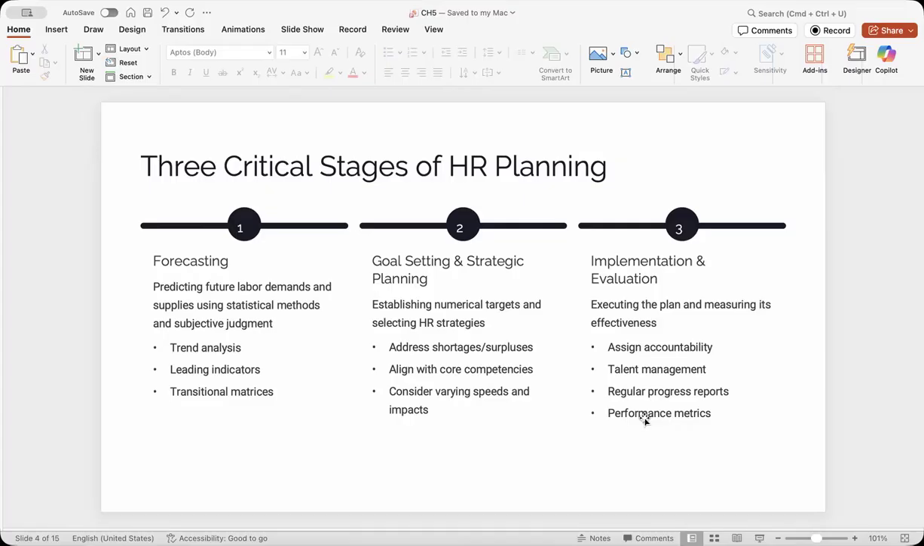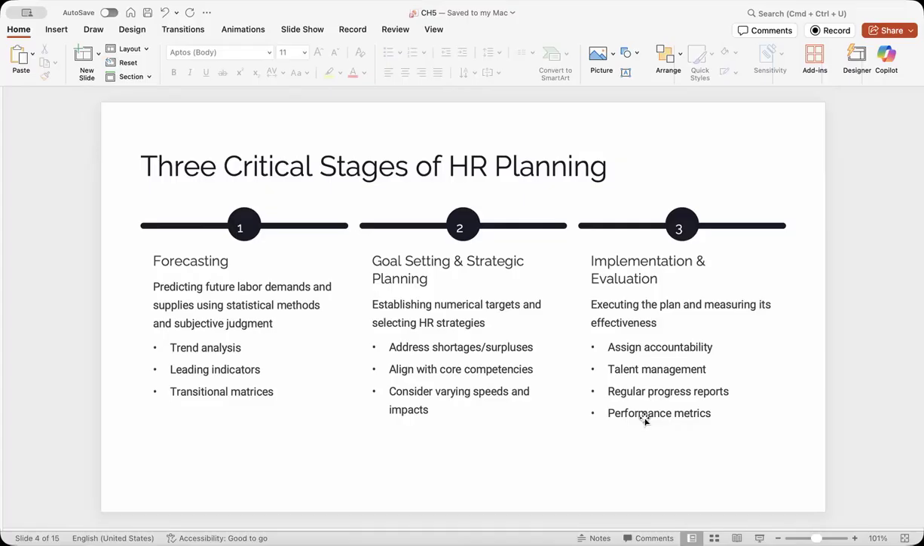So these strategic goals and the strategic plan will address any shortages or surpluses we may have. It'll align with our core competencies and core values. And we need to consider varying speeds and impacts of our hiring decisions. Okay, we can't be too slow, can't be too fast.